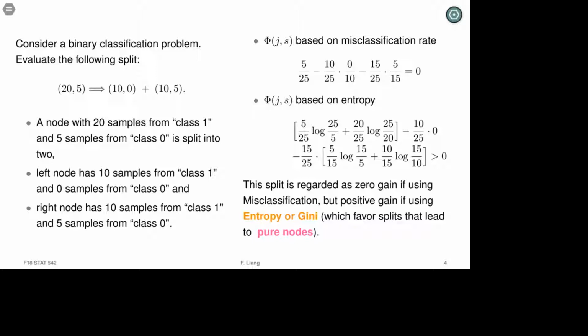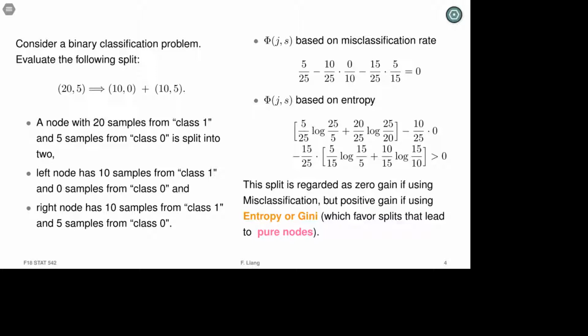What that means is, I have a parent node, and it has 20 samples from class 1 and 5 samples from class 0. And then there is a candidate split. It will split the data into 2 nodes. In the left node, there are 10 samples from class 1 and 0 samples from class 0. And the other node has 10 from class 1 and 5 from class 0.